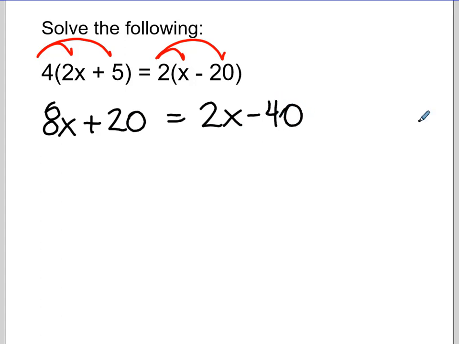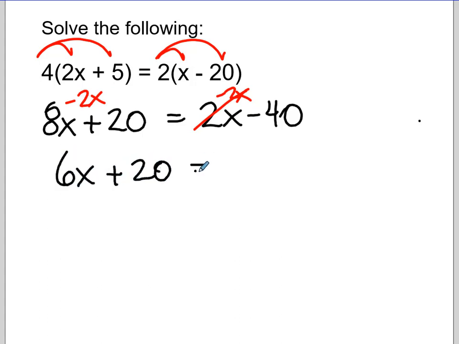So you'll notice this looks very similar to the previous question. It just had one extra step, which was the distributive property. So now I'm going to subtract 2x from both sides, those cancel. I'm now left with 6x plus 20 equals negative 40. Again, keeping an eye on that sign, you don't want to lose it.